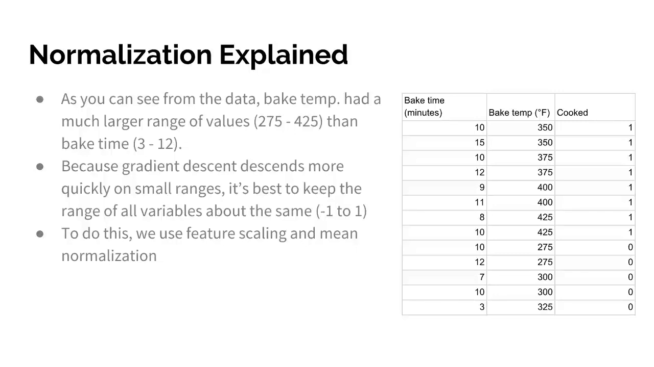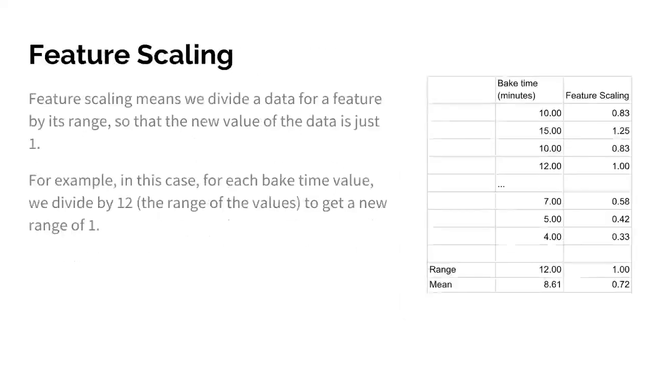Feature normalization is just a combination of two techniques, feature scaling and mean normalization. So let's go into each of those. Feature scaling simply means that we divide the data for a feature by its range so that the new range is just equal to 1. So in this example, for each bake time value, we divide by 12 to get a new range of 1, because the range of the bake time values is equal to 12. And as you can see on the right, we have a chart here which reflects the new values that we put into our model.